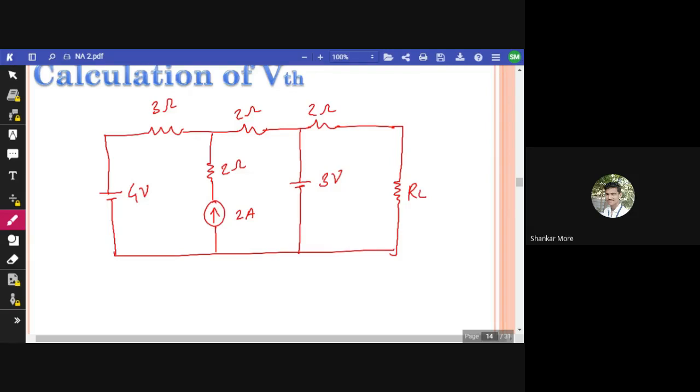So how do we calculate VTH? Simply we have to remove the load resistance RL. Now you may observe here that load resistance is having no value. यहाँ पे कुछ भी value नहीं दी है load resistance की, right? And it is not necessary as well, because anyway we are going to remove it.